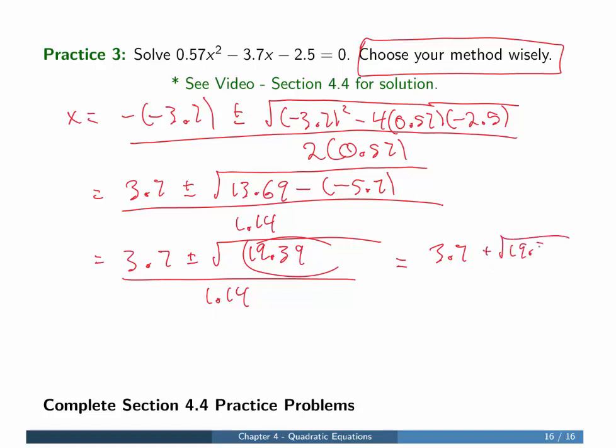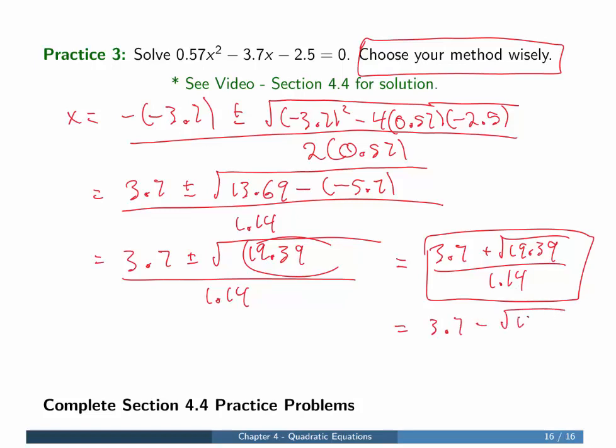Okay, 19.39 all over 1.14. That could certainly be one solution. Or it could be 3.7 minus. Now, if the question said, report your answer to 2 decimal places, you can get a definite answer here. You're just going to have to square root this 19.39, and you'll have to approximate it. But this is actually an exact solution given the question at the top, and I typically prefer exact solutions.